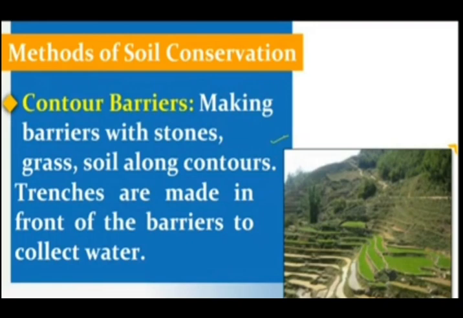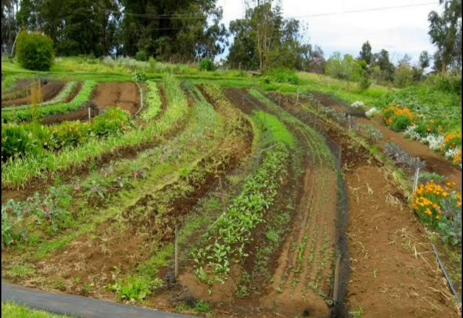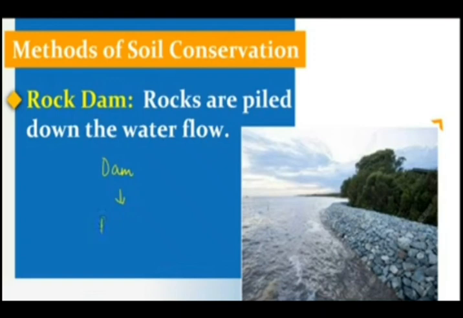Now the next method of soil conservation is contour barriers. It means making barriers with stone, grass and soil along contours. Trenches are made in front of the barriers to collect water. Just look at this picture. Contour barriers or contour strips intercept downslope flowing water and soil particles. Trenches are made in front of the barriers to collect water.